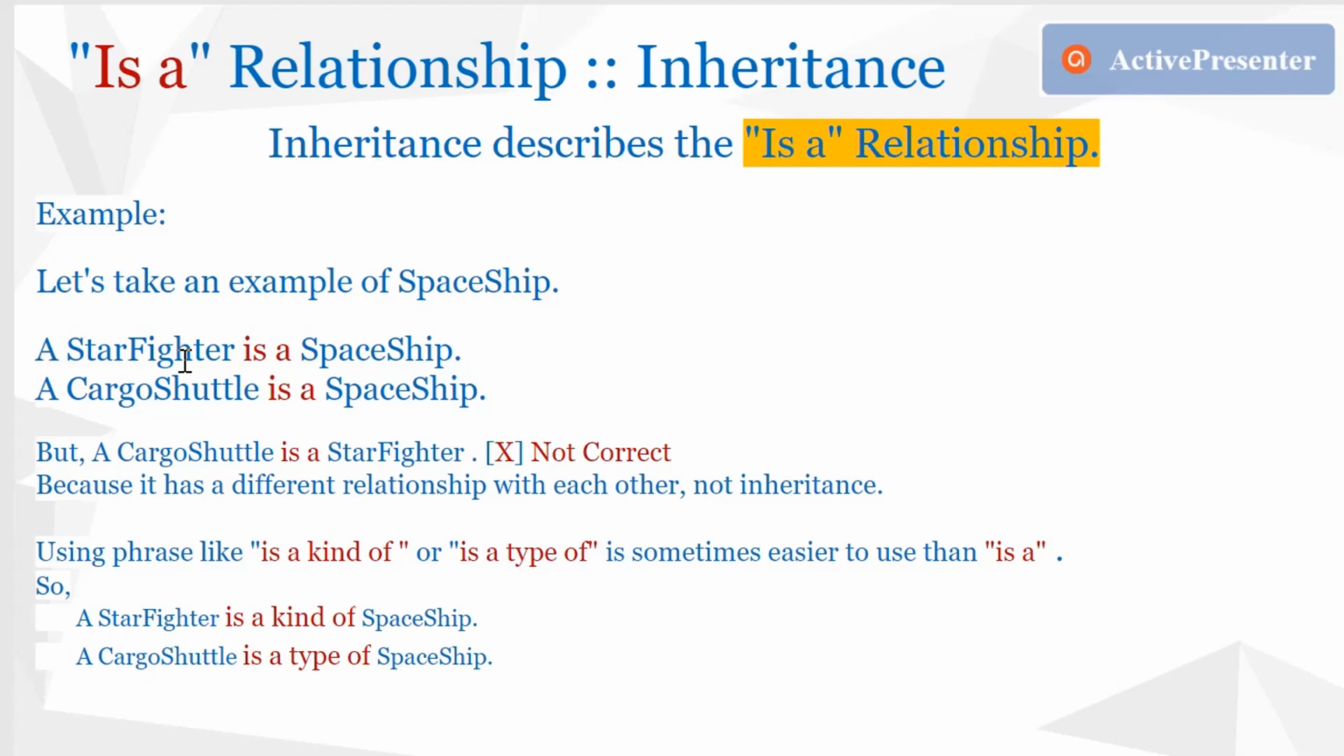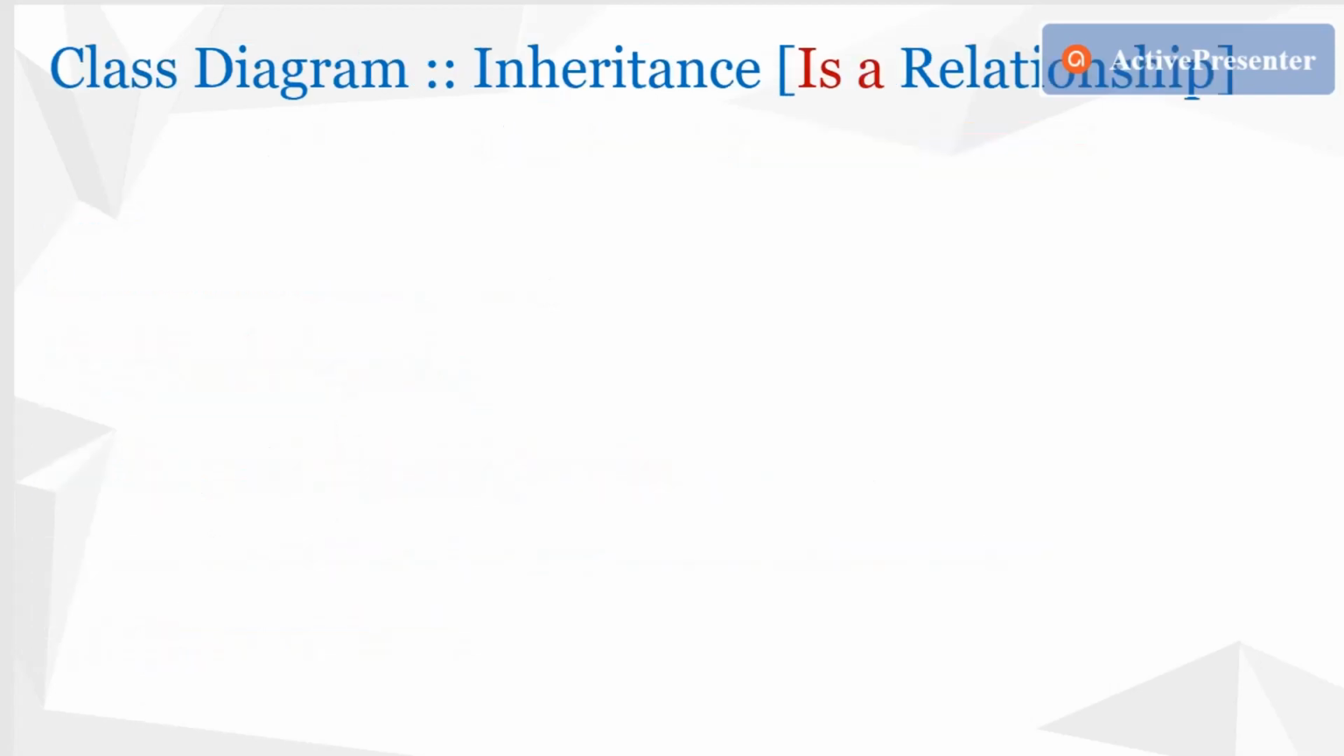It is not correct because they have a different relationship with each other, not inheritance. Using phrases like is a kind of or is a type of is sometimes easier to use than is a. Let's see how we can replace it. A starfighter is a kind of spaceship, yes. A cargo shuttle is a type of spaceship, yes. So we can replace it with is a kind of or is a type of. Okay, let's see this example with a class diagram in the next slide.